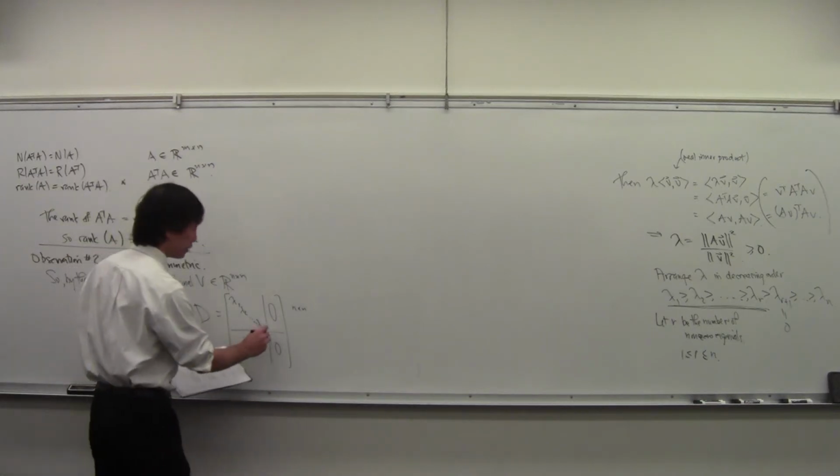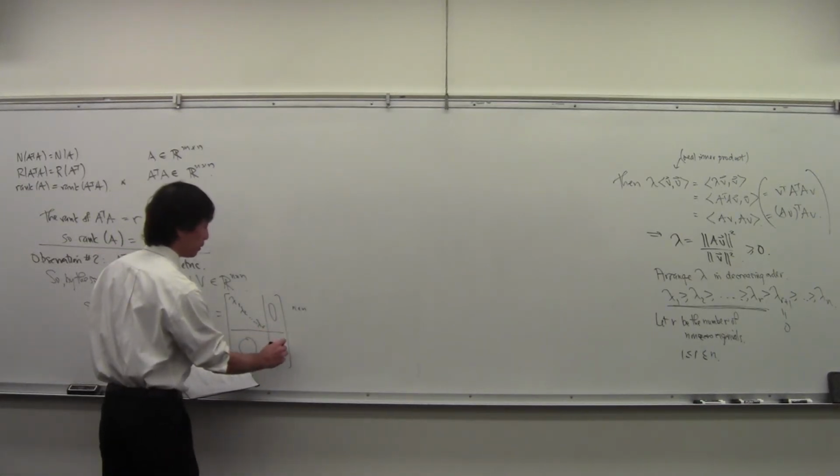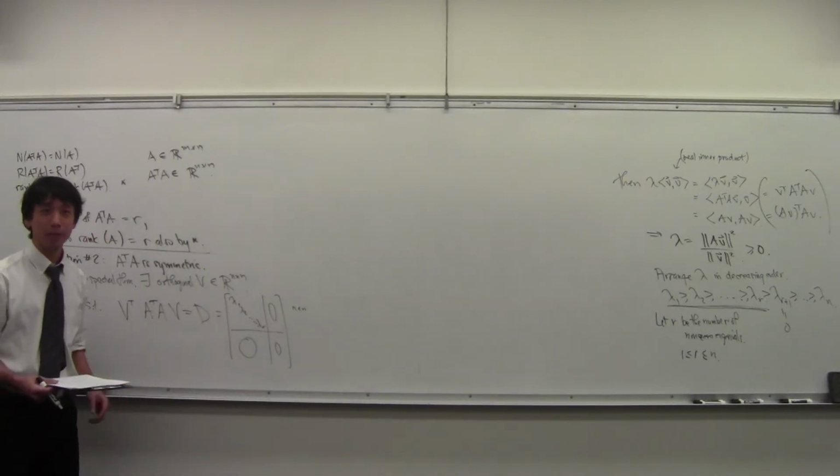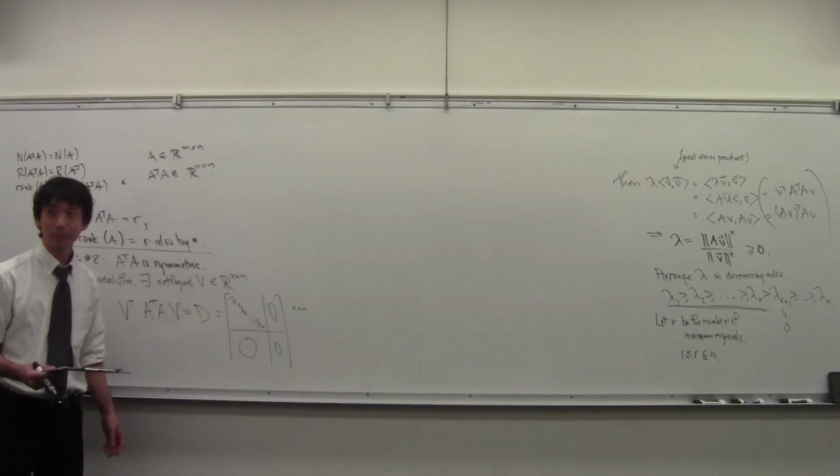I mean, really, there's lambda r plus 1 through lambda n here, but those are all zeros. So I'm going to ignore them for now.